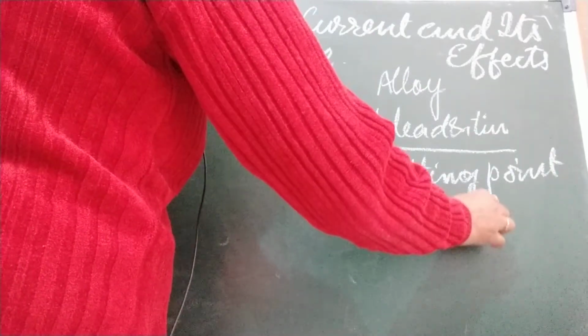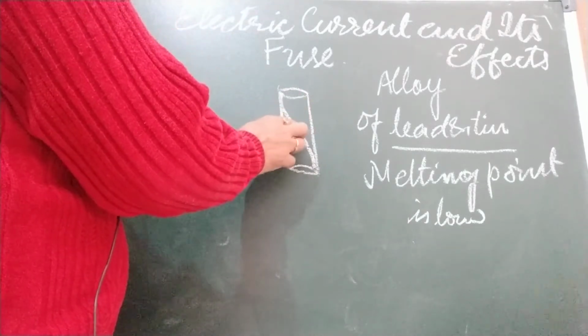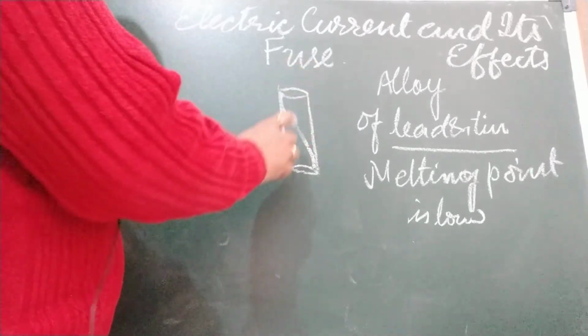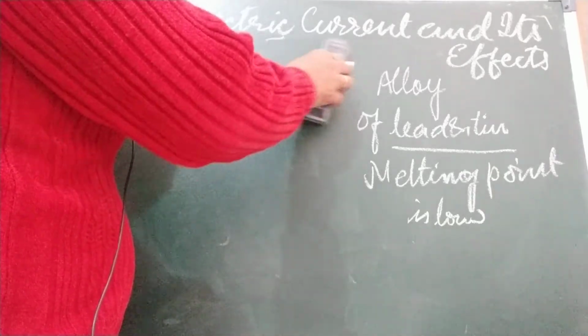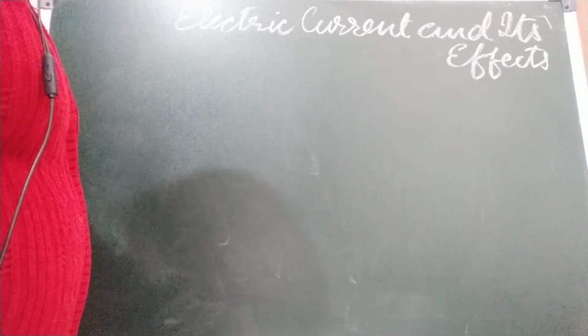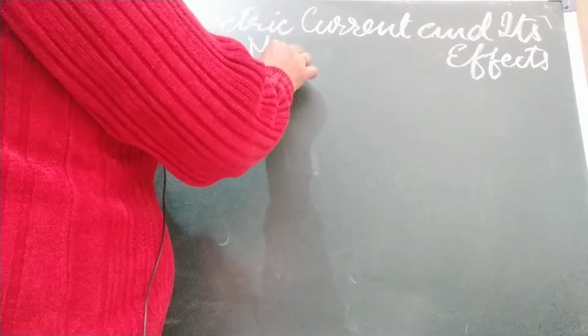So when current passes, the current will heat up the wire. Because of its low melting point, it melts, and what will happen? It will break, and it will protect our device from the heavy flow of current. MCB is also there. In an MCB, this breaking does not take place. The full form of MCB is miniature circuit breaker. It is a switch that automatically stops the current in a circuit if the current exceeds the specified maximum limit. Now the next effect we are going to discuss is the magnetic effect.